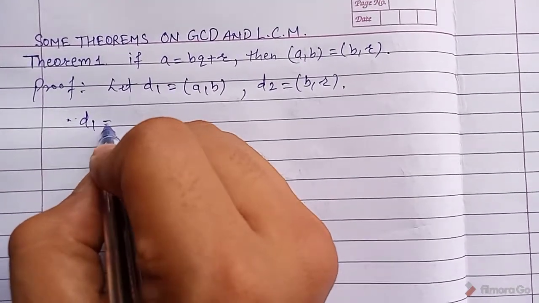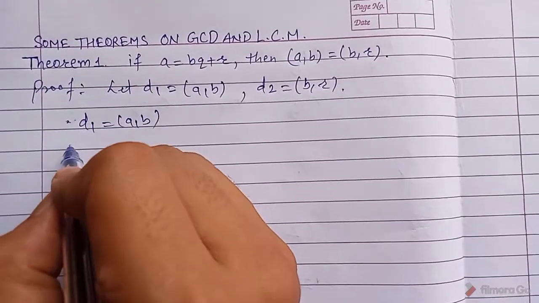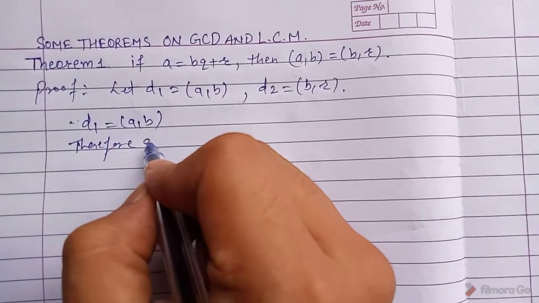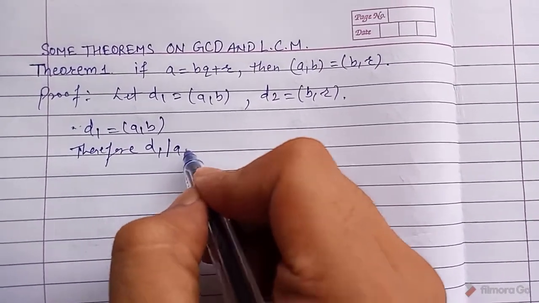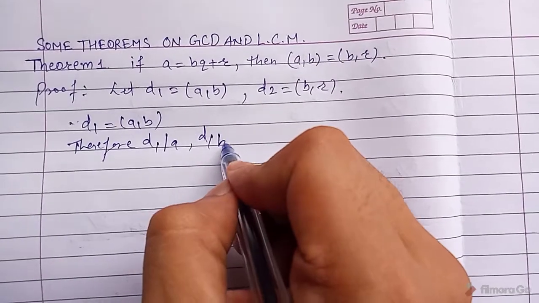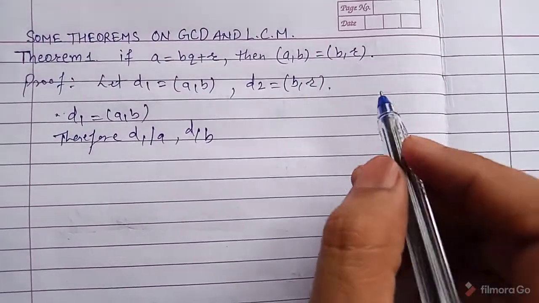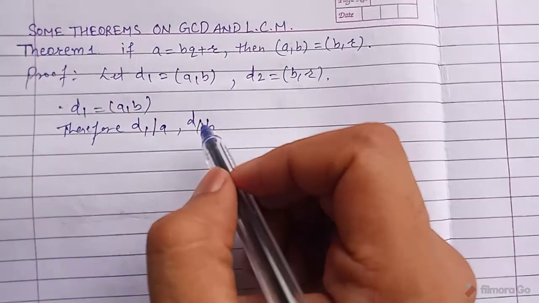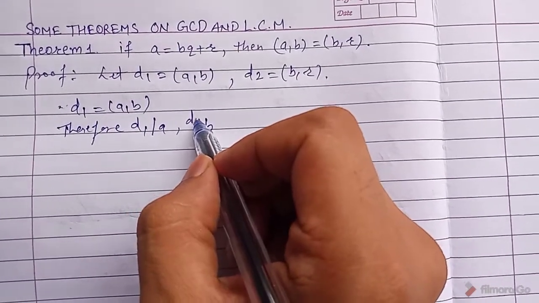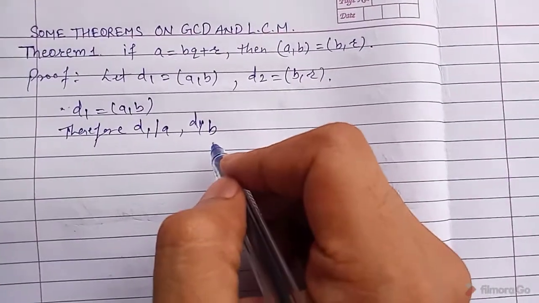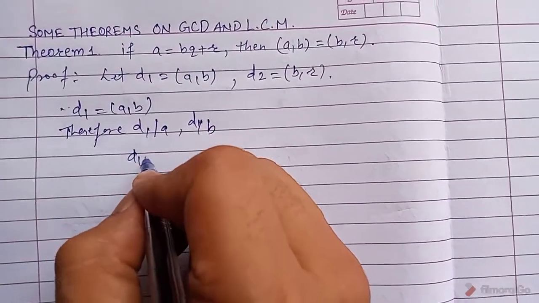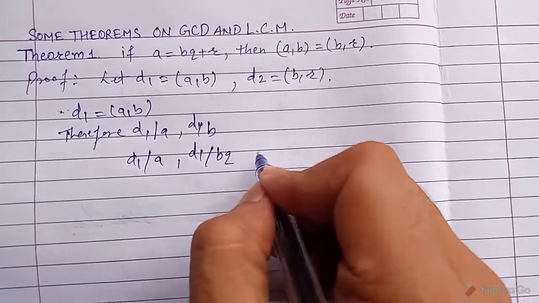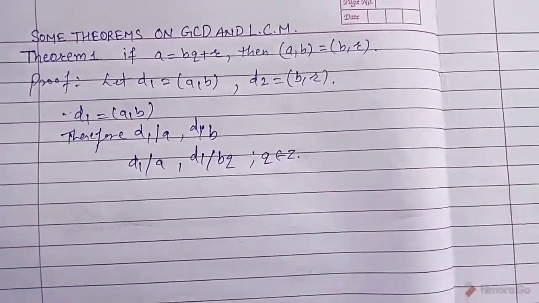D1 is equal to GCD of A comma B. Therefore D1 divides A and D1 divides B. If D1 divides A and D1 divides B, then D1 also divides the multiple of B. So D1 divides A and D1 divides BQ, where Q is some integer.